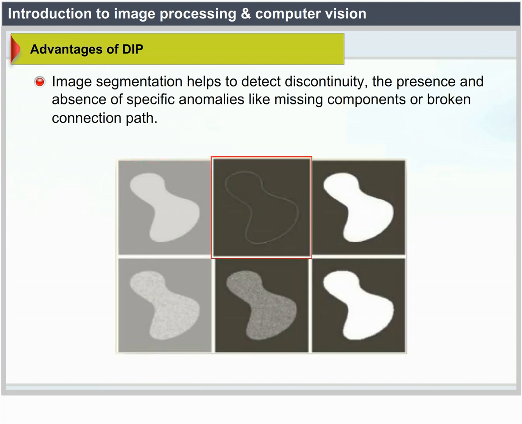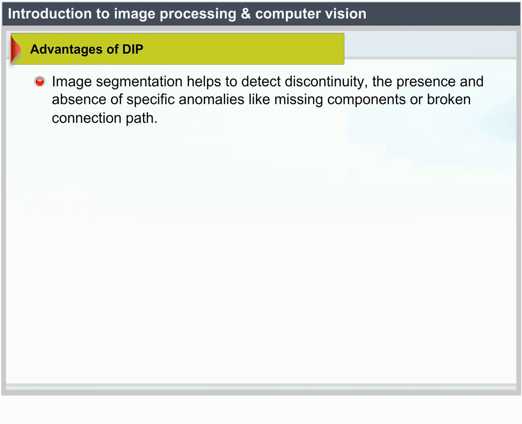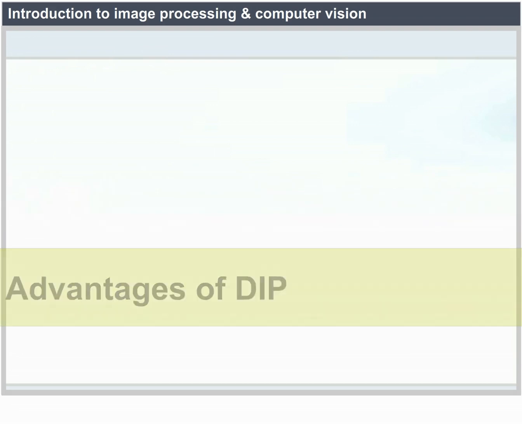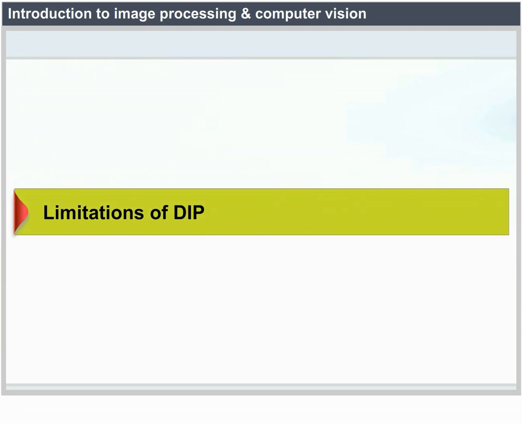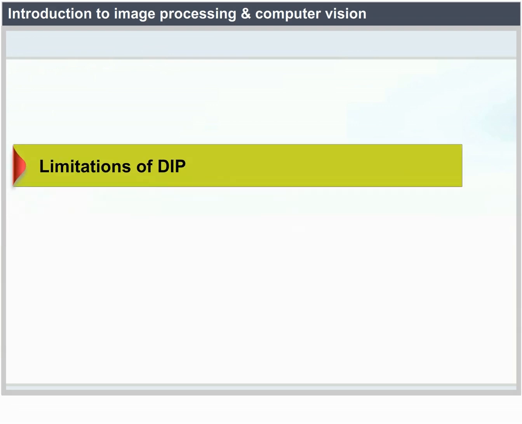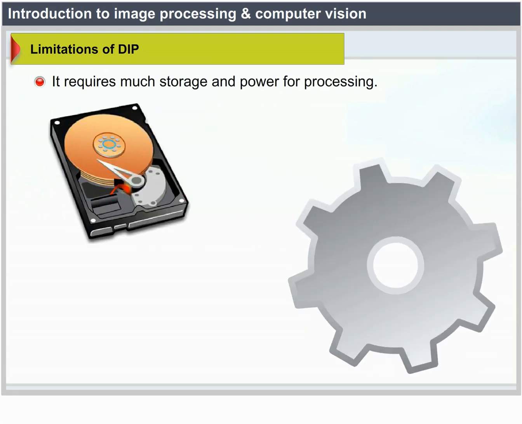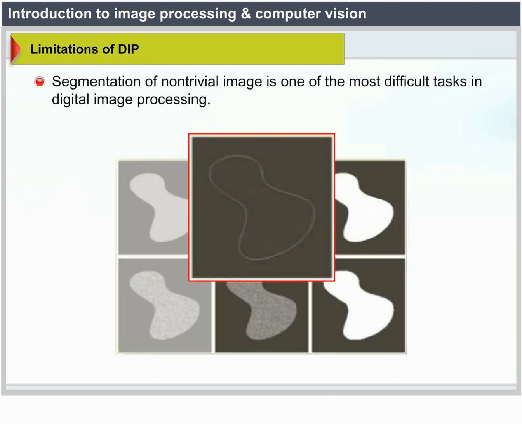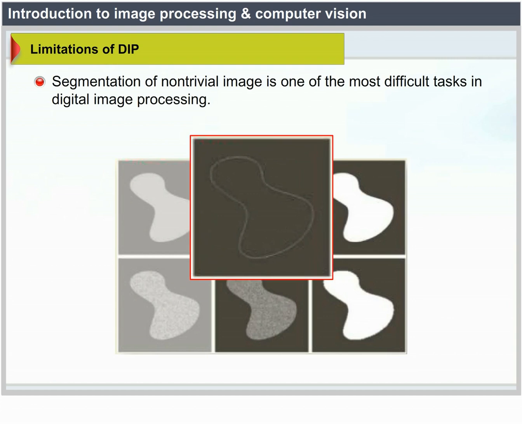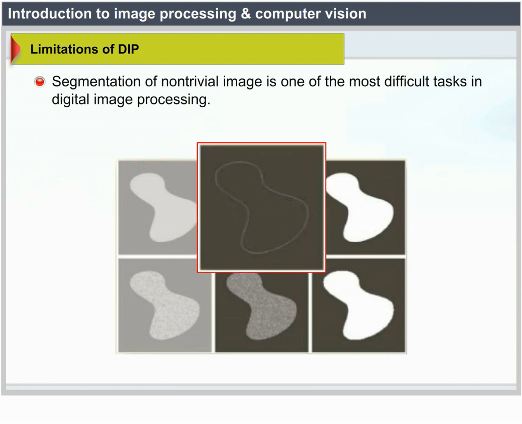Image segmentation can be used to detect discontinuity, and the presence or absence of specific anomalies like missing components or broken connection paths. Limitations of DIP. It requires much storage and power for processing. Adverse environmental conditions may degrade image quality. Segmentation of a non-trivial image is one of the most difficult tasks in digital image processing.